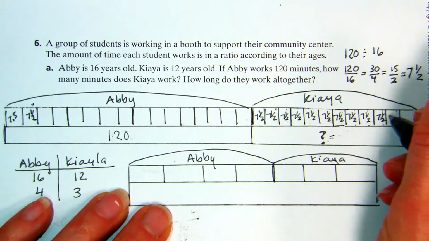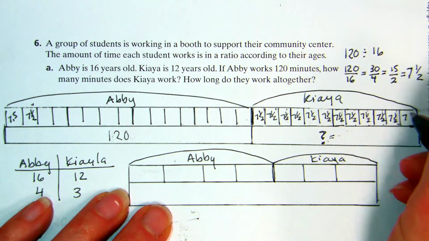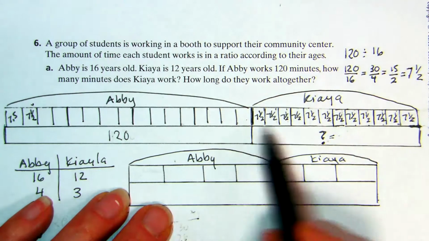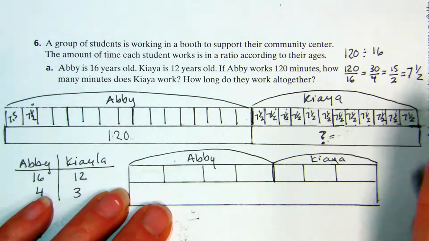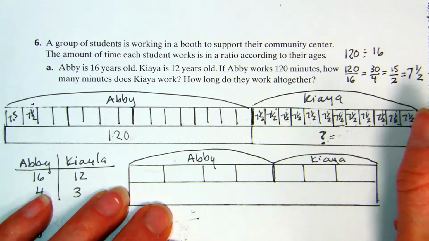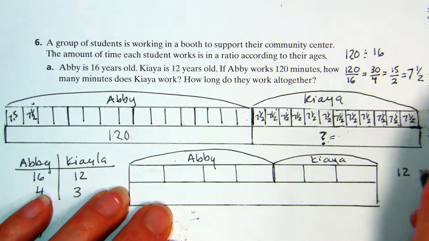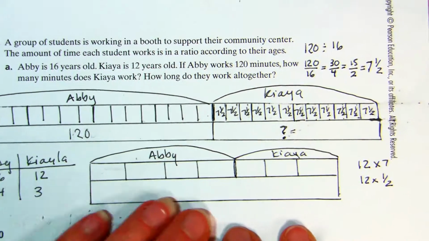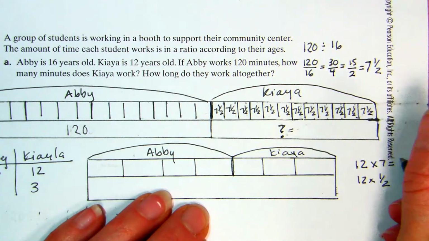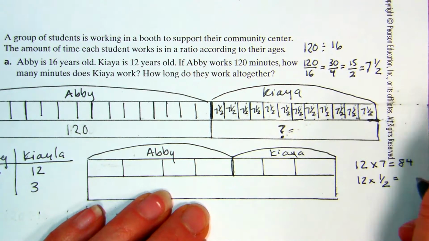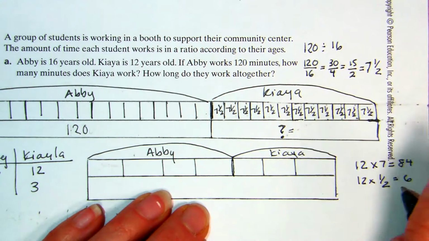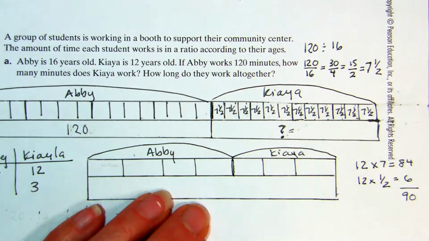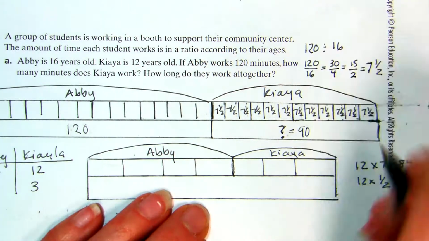So I could get my calculator out again. It's okay for you to use a calculator. I could say 7.5 times 12. So 7.5 times 12, I'm going to do 12 times 7, and then I'm going to do 12 times 1/2. I'm going to do partial products. Do it over here. 12 times 7 is going to be 84. 12 times 1/2 is going to be 6. Altogether, that gives me 90 minutes. So I know Kiaya has worked 90 minutes.